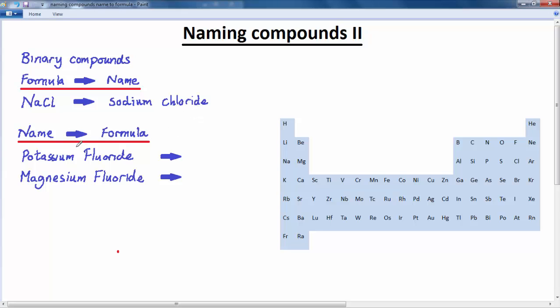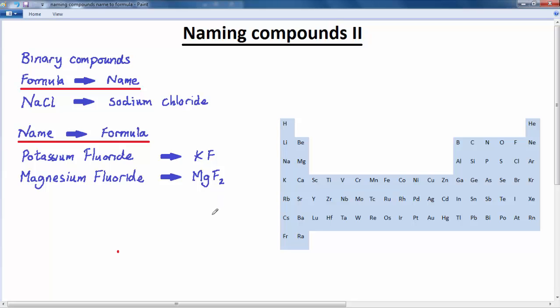In this lesson, we're going to see how we go from the chemical name of a compound to its formula. For example, potassium fluoride will become, well, potassium is the letter K here, and fluoride, that's fluorine, which is the letter F. So potassium fluoride becomes KF, whereas magnesium fluoride becomes, well, the symbol for magnesium is Mg, and then F2. So we're going to learn why there is a little 2 here, but there isn't a 2 here.